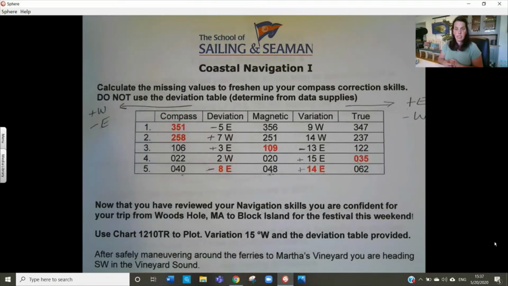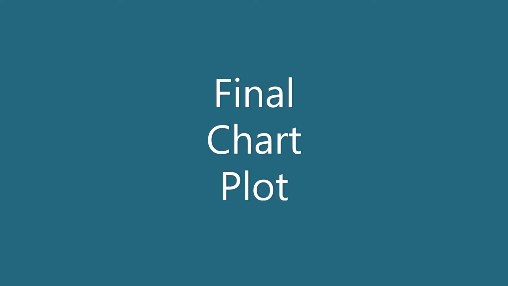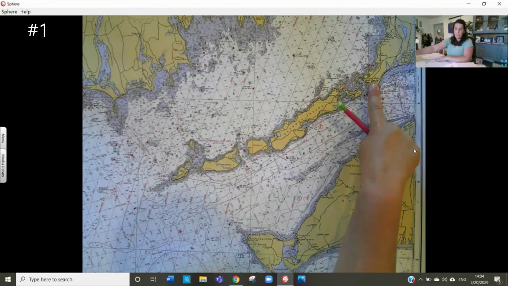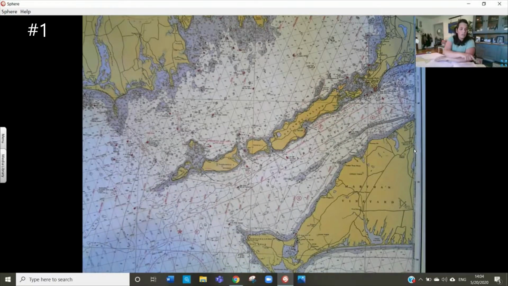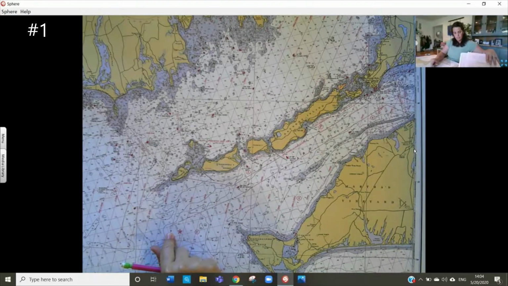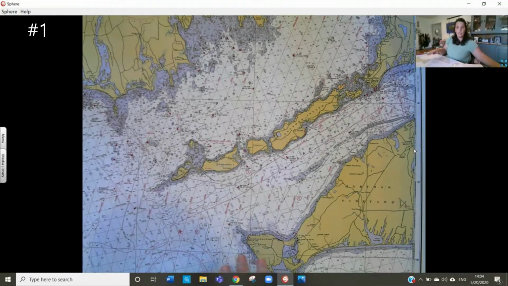That is on the 1210 TR plot. All right, so for the plotting portion of our final assignment, we're going to be using the 1210 TR chart. That's the Martha's Vineyard chart. And it tells us we are going to be starting in Woods Hole, which is right here. They have the ferries that go over to Martha's Vineyard. And then from Woods Hole, we're going to be making our way down to Block Island for the festival this weekend. So we're going to be navigating our way through Vineyard Sound and then crossing the Rhode Island Sound all the way over to Block Island.